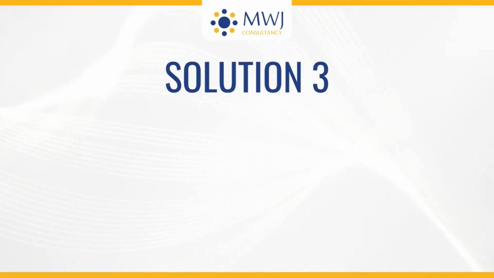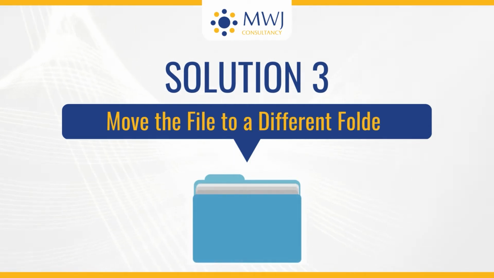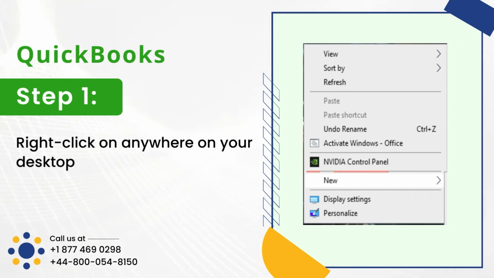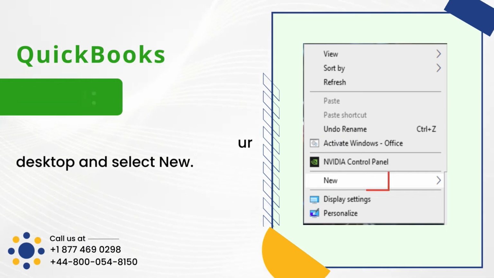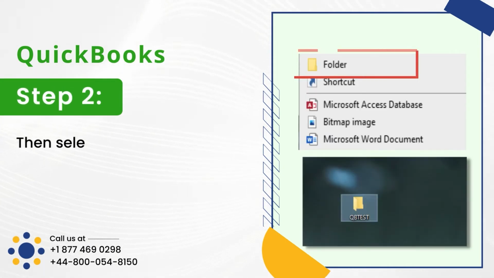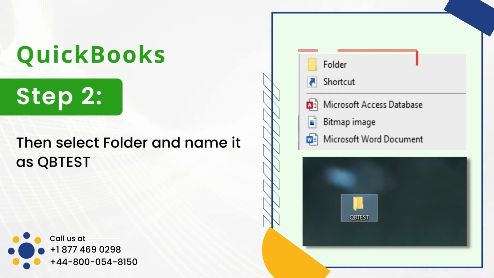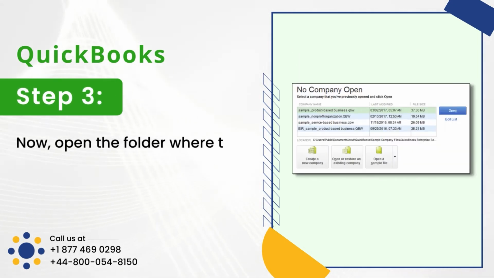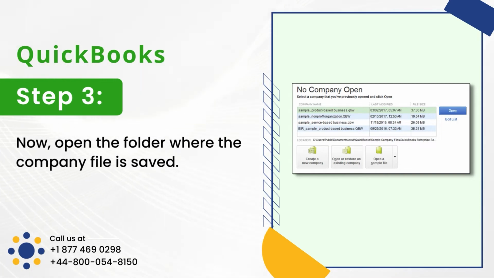Solution 3. Move the file to a different folder. Step 1. Right-click anywhere on your desktop and select New. Step 2. Then select Folder and name it Test. Step 3. Now, open the folder where the company file is saved.